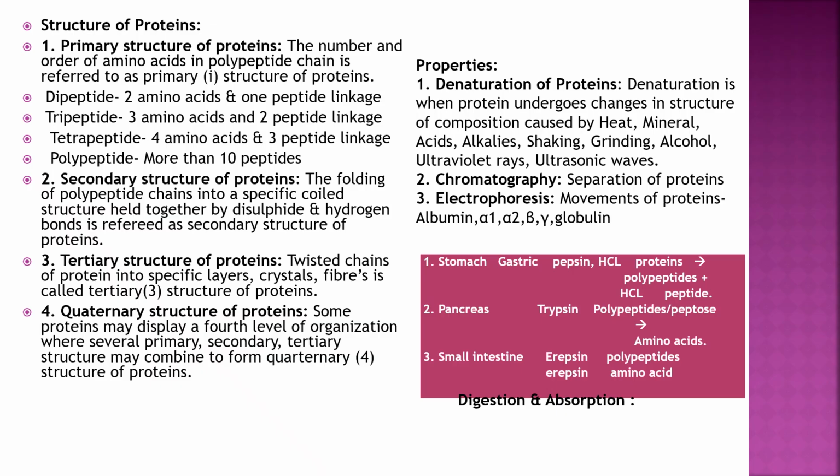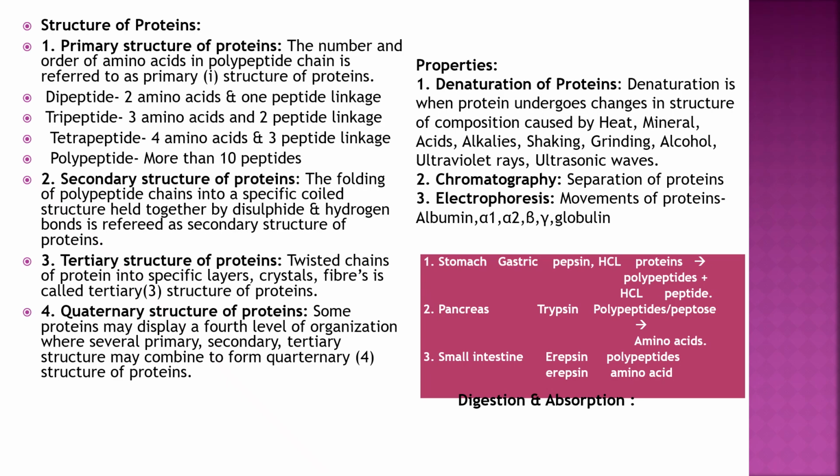The structure of proteins is of four types. That is primary structure. The number and order of amino acids in a polypeptide chain is referred to as primary. So dipeptide: 2 amino acids, tripeptide: 3 amino acids, tetrapeptide: 4 amino acids, polypeptide: more than 10 amino acids.